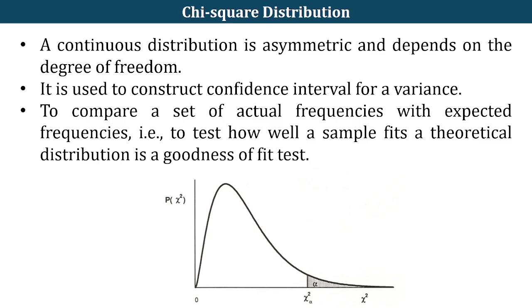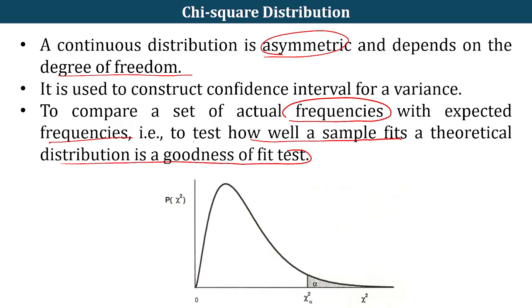Yeah. So now we'll come to the chi-square distribution. We have seen the chi-square distribution already. It's actually for the variance, the interval of the variance, and it's a continuous distribution that is asymmetric, and it depends on the degree of freedom. If the degree of freedom is increased, it moves toward the normal distribution. It's used to compare a set of actual frequencies with the expected frequencies, to test how well a sample fits a theoretical distribution, which is goodness of fit.